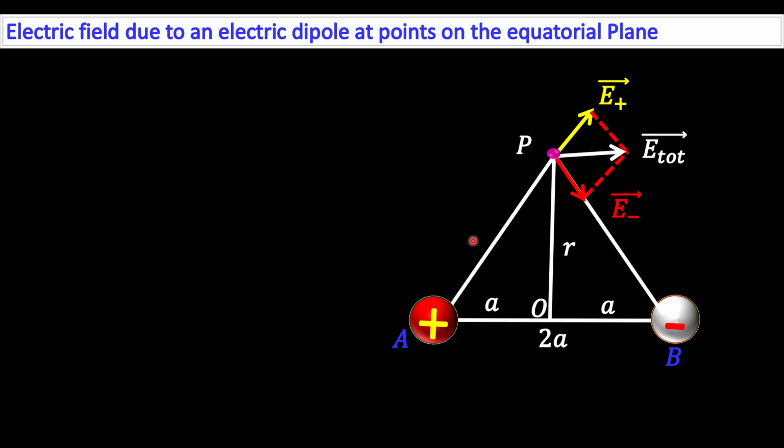I already said PA is equal to PB, so PAB is an isosceles triangle. Due to this, these two angles are equal. If this angle is theta, then we can say this angle is also theta because corresponding angles are equal. And this angle is equal to this angle because alternate angles are equal. These two lines are parallel and PB is the transversal, so these two angles are alternate angles.